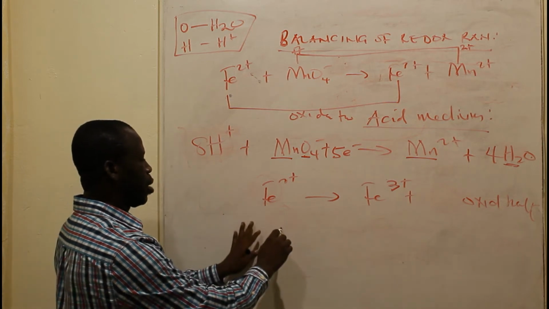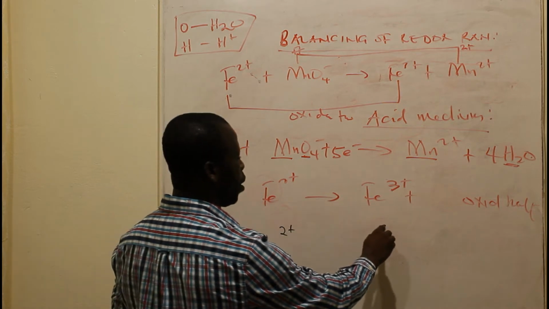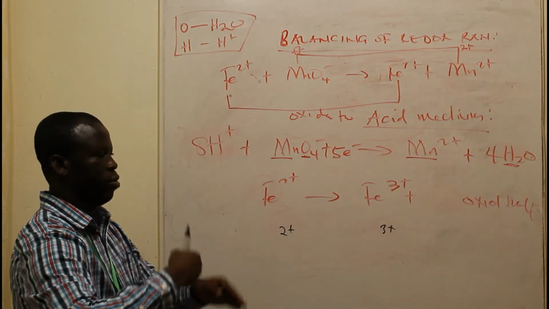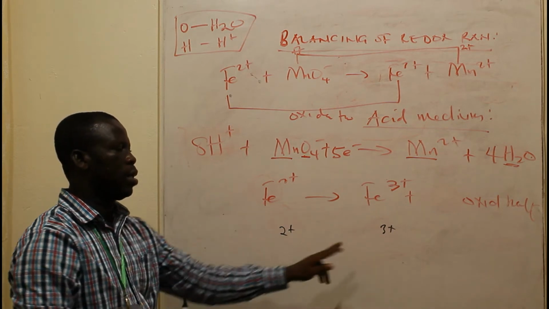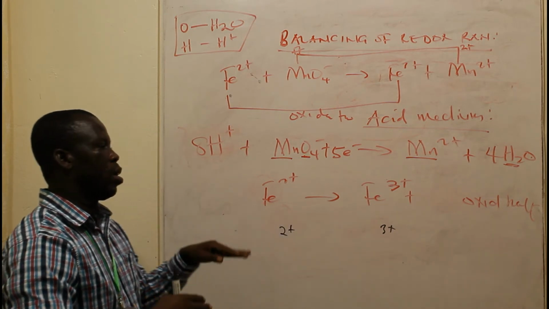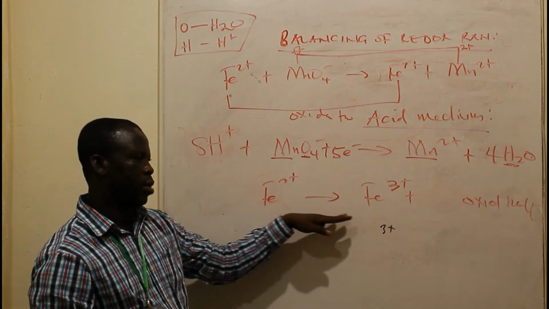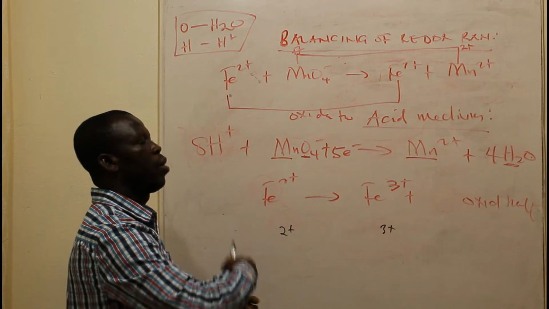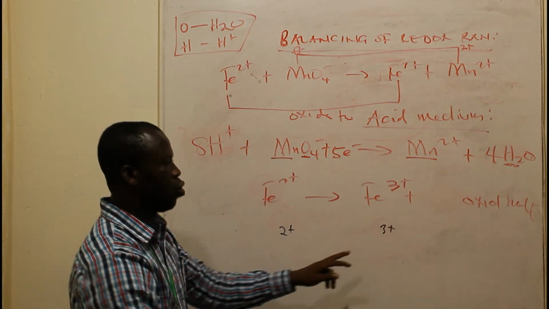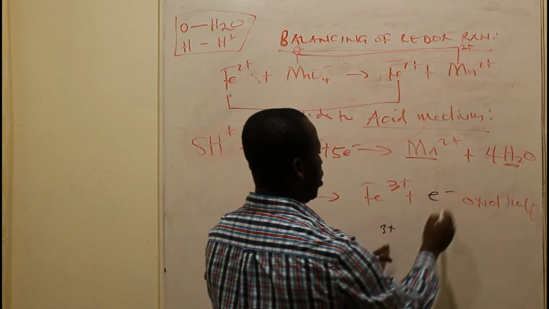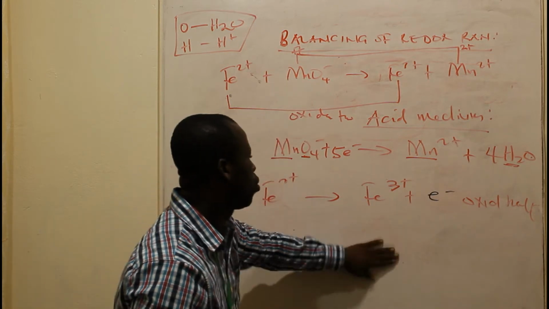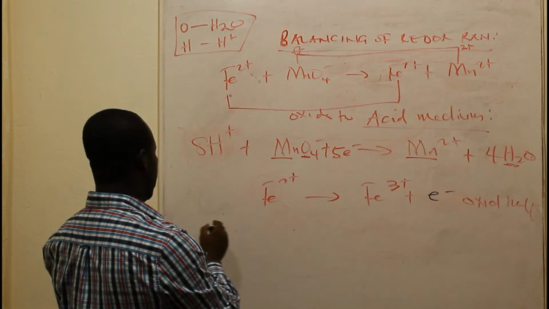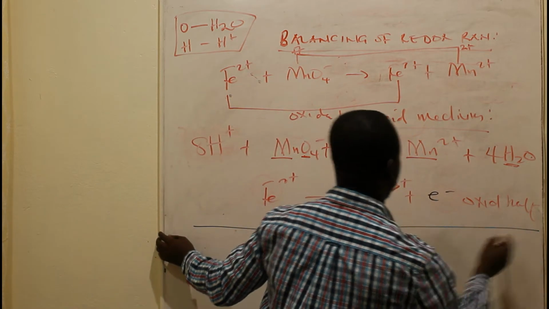So we have a total charge of 2 here, total of 3. So what I have to do is introduce an electron, which will reduce the 3 to 2. Let me remind you that this is an oxidation half reaction, and therefore the electron must be sent to the product side. So I will introduce 1 electron here. The 1 electron will reduce this one to 2. Then I have also finished with this.